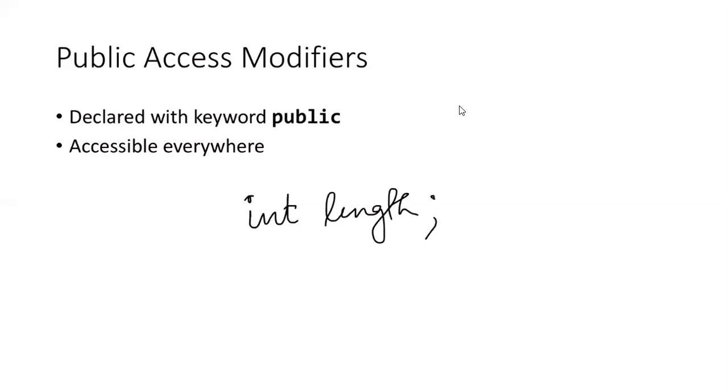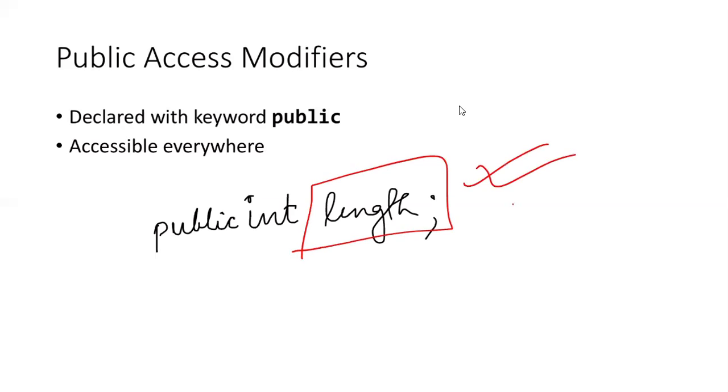Okay, this is how we have declared our variables. Now if I add the keyword public, then the instance variable length is accessible everywhere. It can be accessed from within the class, it can be accessed from outside the class, and so on. The second access modifier is the private access modifier.